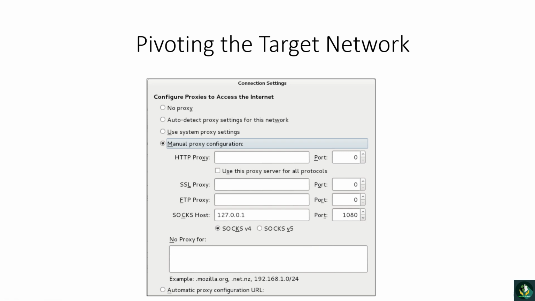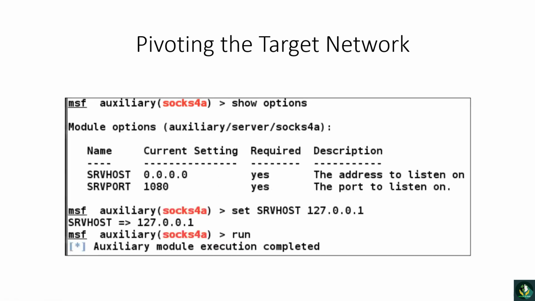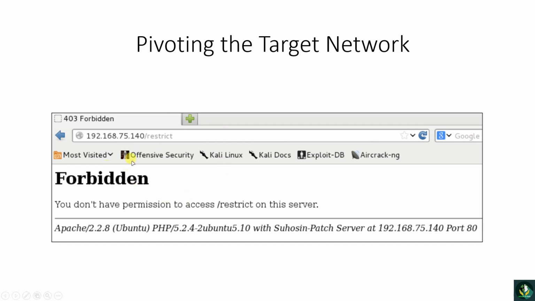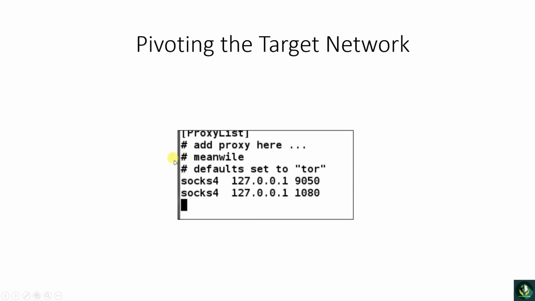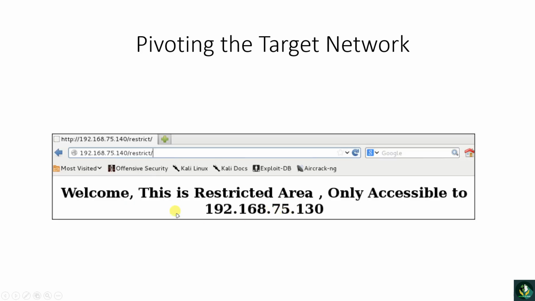After selecting this proxy, if you go to that website that was previously restricted, like this one, as you can see, we have accessed the restricted area with ease. We have an IP logger script that is running at the target web server in the directory called restrict. So this one, this is the directory.